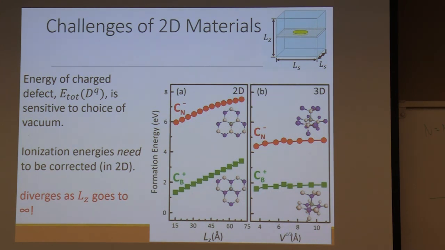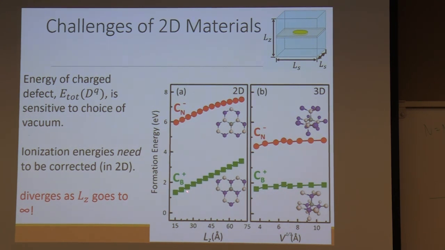And you can actually show that the total energy diverges with respect to LZ. If you just make LZ bigger and bigger and bigger, the energy of the charged system increases linearly. So that's what this plot is. If you calculate, I don't even remember which material this was in.